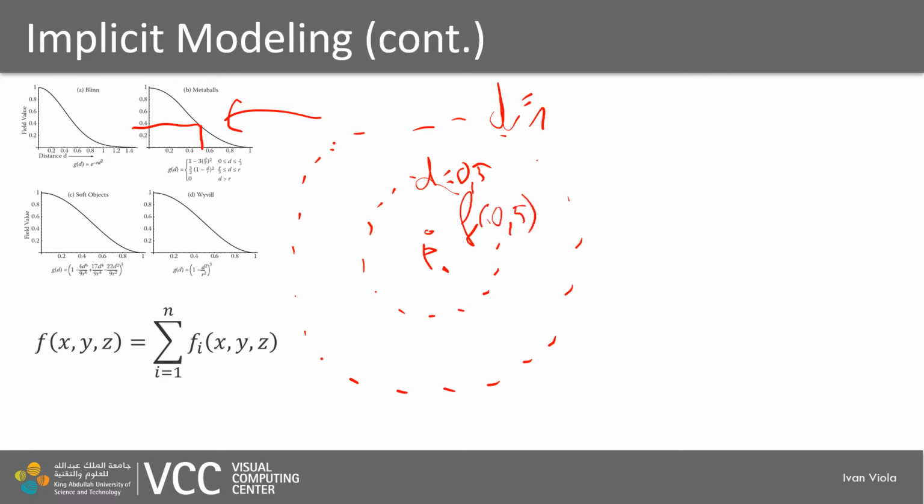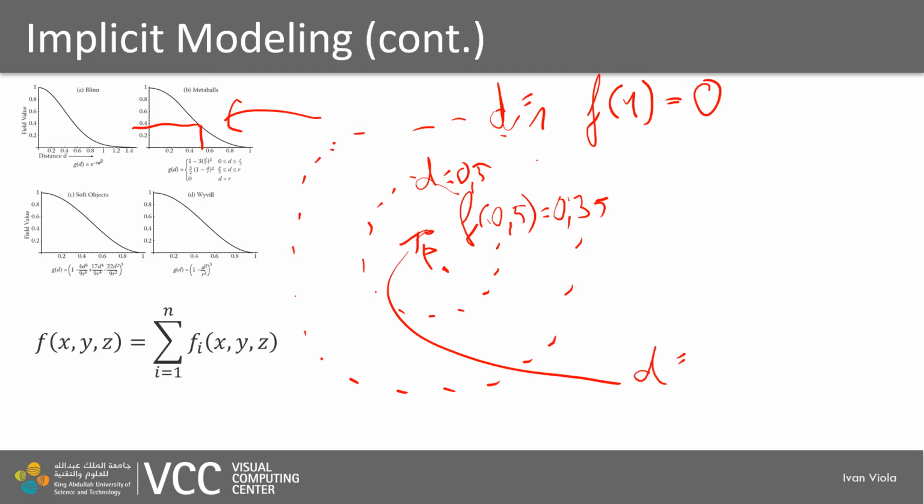f of 0.5 equals 0.35, let's say, and d equals 1, f1 equals 0. And for the skeletal element, so d equals 0, f0 equals 1. So we understand this sort of a potential field which is decreasing based on the distance from our skeletal elements.